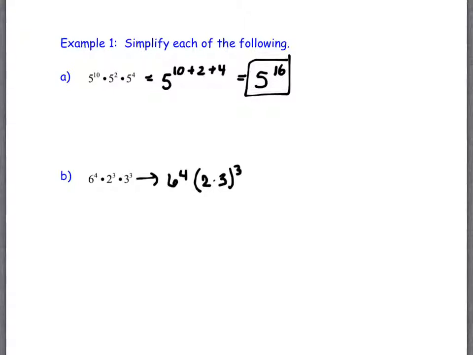And 2 times 3 is 6. And now I do have the same bases. So I've got 6 to the 4th and 6 to the 3rd, which is 6 to the 7th. That's one way to do it.